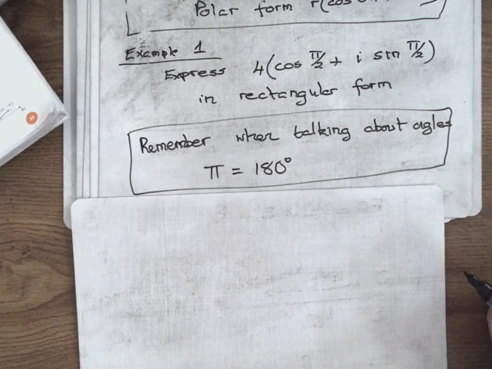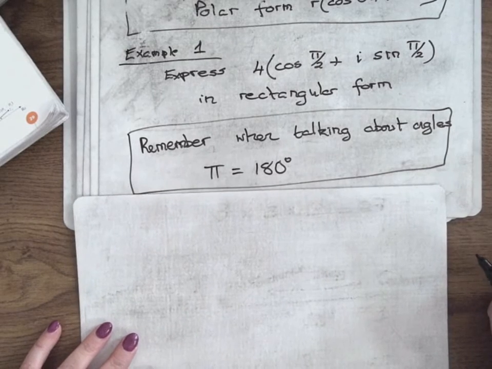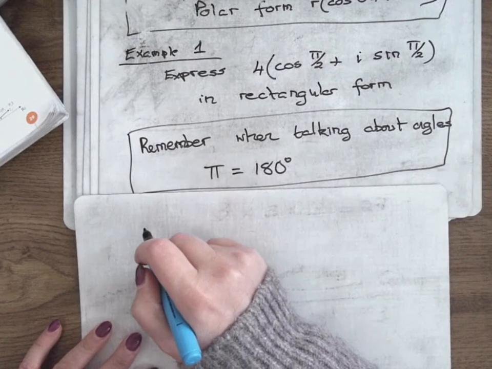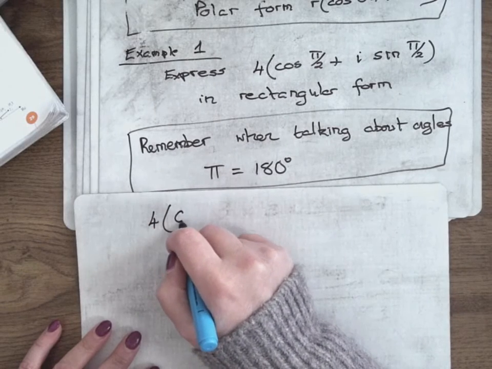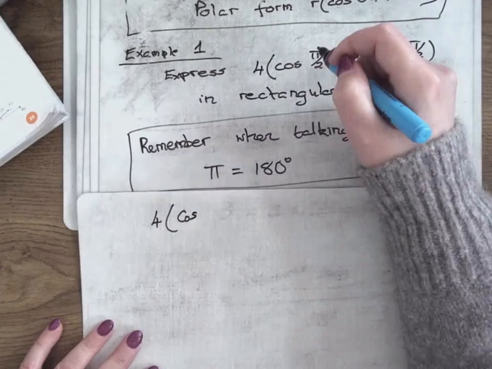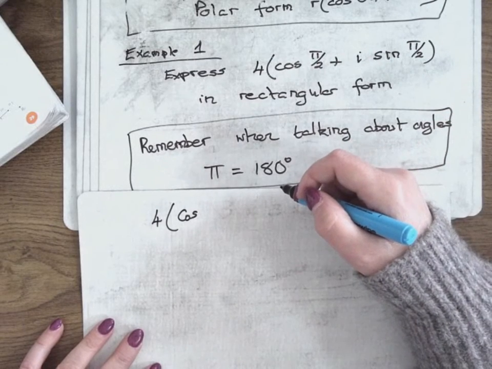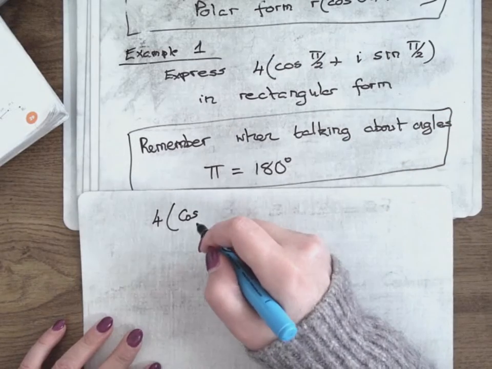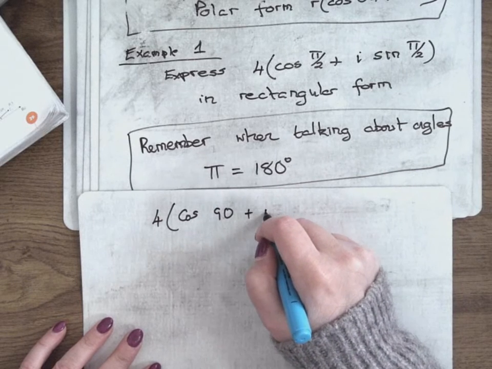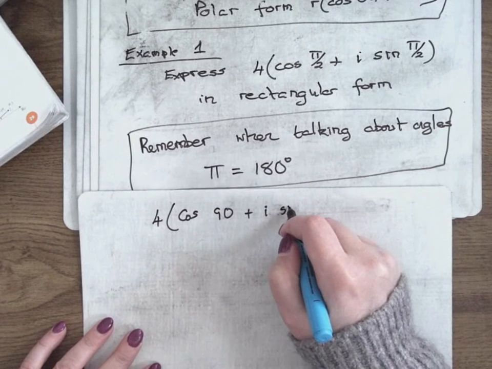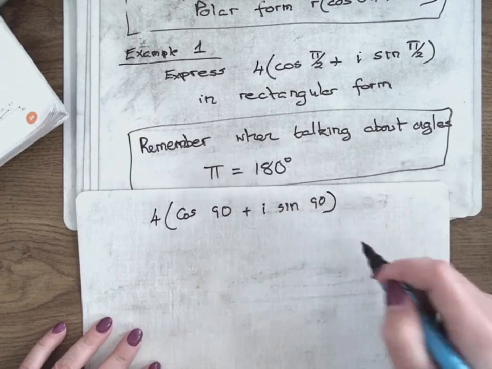Right, express in rectangular form. So it's 4 times... We're going to change the angles to degrees. So pi over 2 actually stands for 180 over 2, doesn't it? Which is 90, right? Plus i sine of 90. Is that okay? Do you all see how I turn pi over 2 into 90?